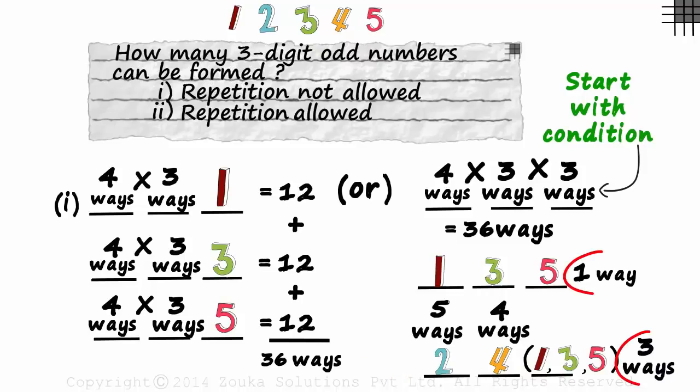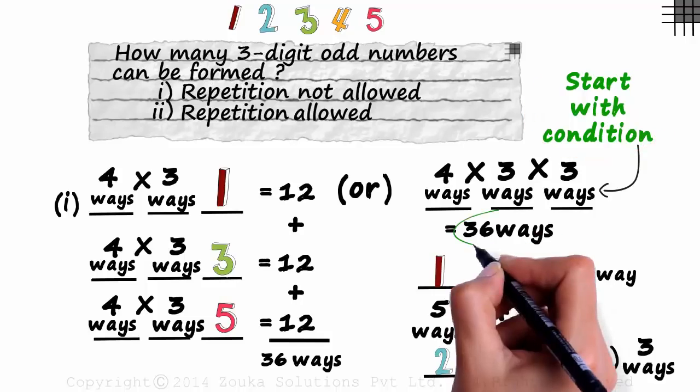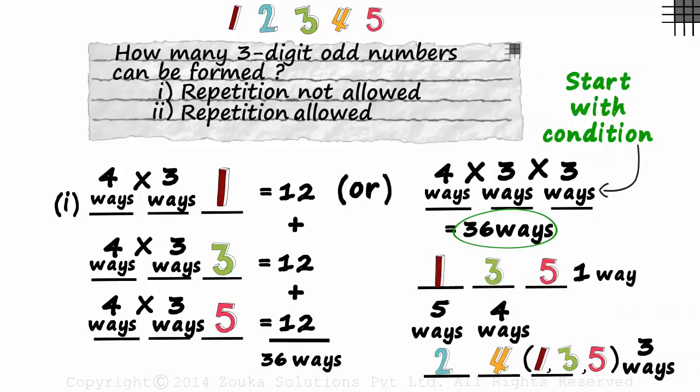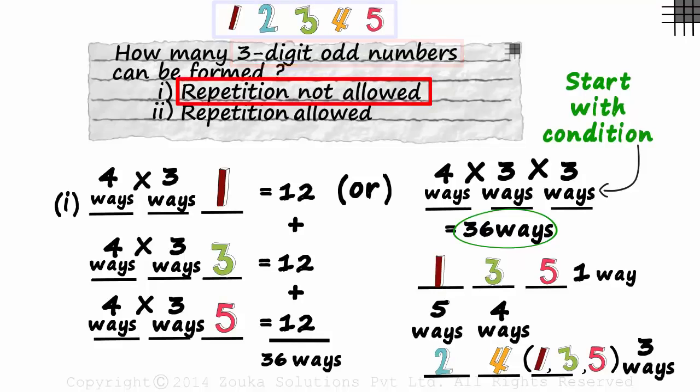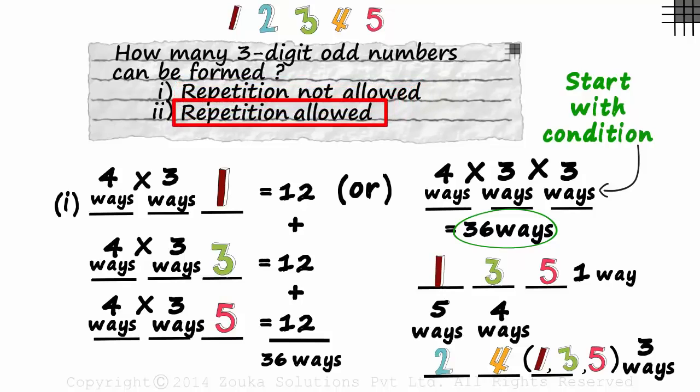So we end up with conflicting answers if we don't start with the condition. When forming numbers, remember to start with the condition. There are 36 ways in which we can form 3-digit odd numbers using these 5 digits if repetition is not allowed. And what if repetition is allowed?